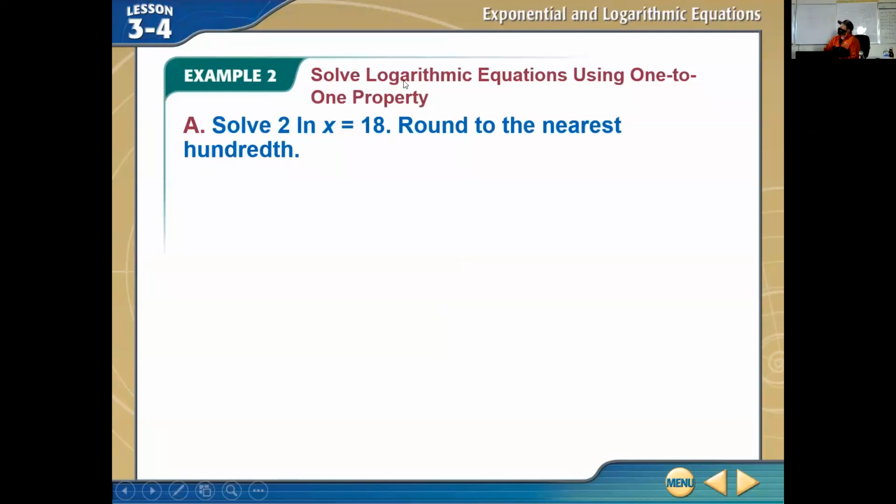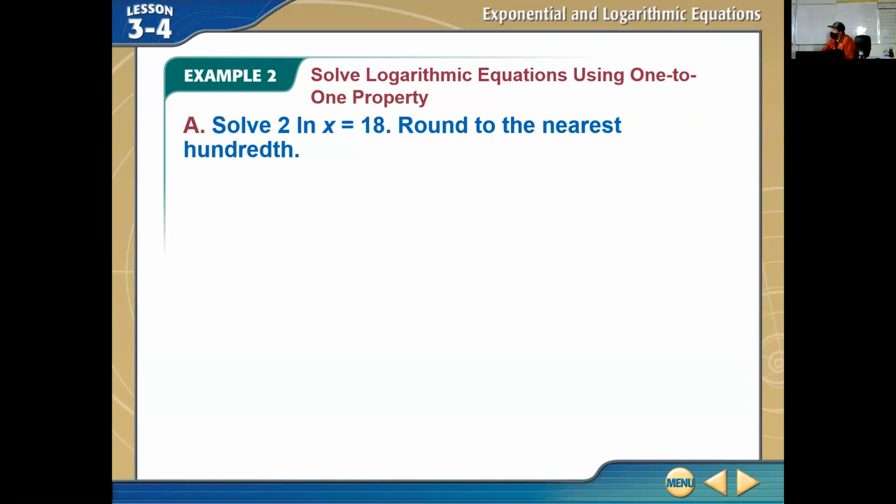Okay. So we're going to solve logarithmic equations using the one-to-one property of exponents. Okay. So here is where we get options. Now, options aren't a terrible thing. All it means is that there's multiple ways to solve these problems. Okay. One of the options that we have is we can switch them back into exponential format.